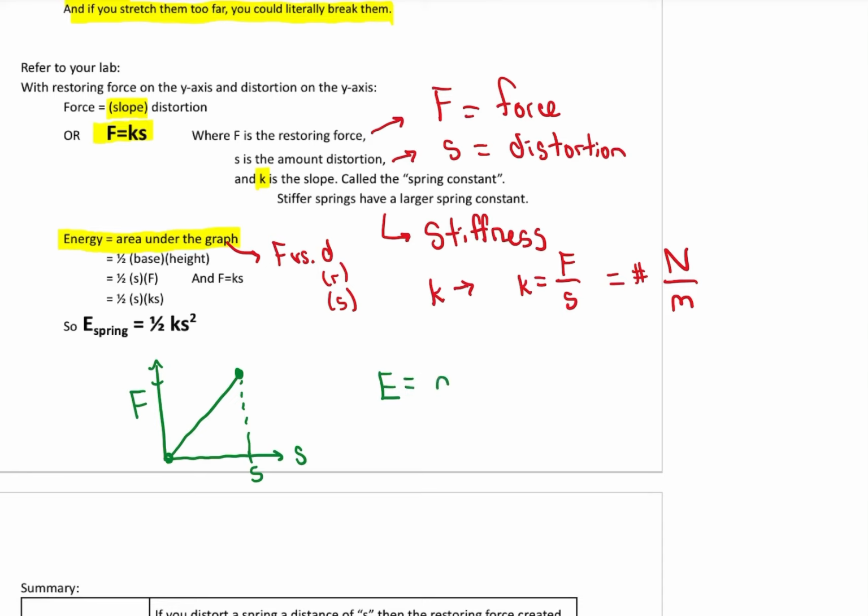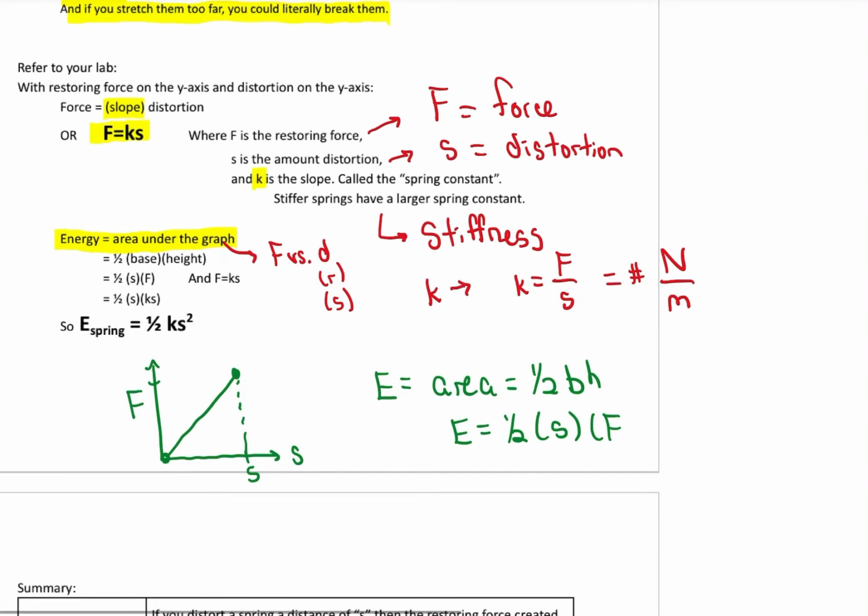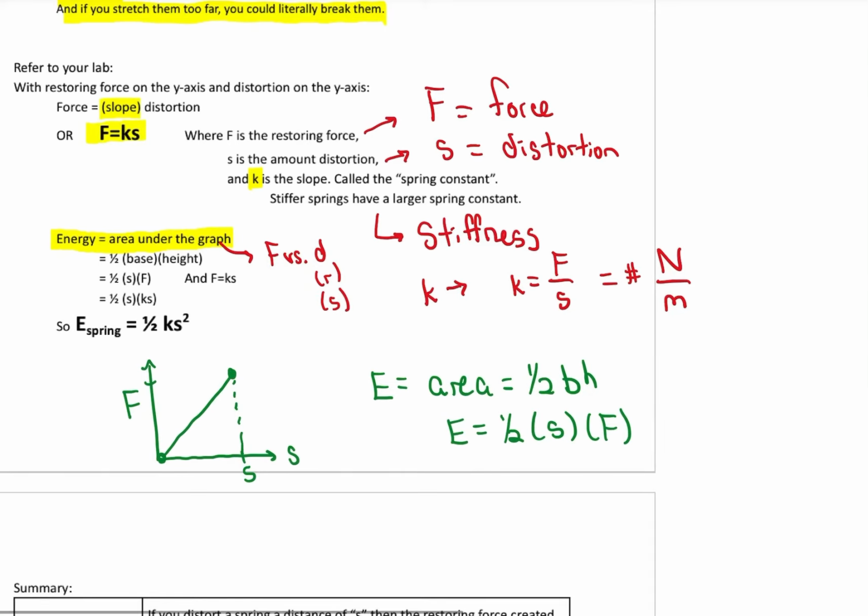E for energy equals area. It's a triangle, so the area is going to be 1/2 base times height. The base, got my 1/2. The base is S, how far we've stretched the spring. The height is F. If we stop there, that would be our equation for the energy in a spring. It's 1/2 the S multiplied by the F of the spring. But we could go a little bit further.